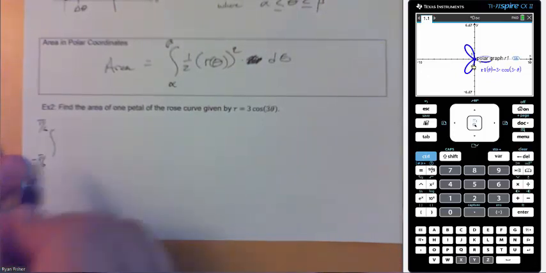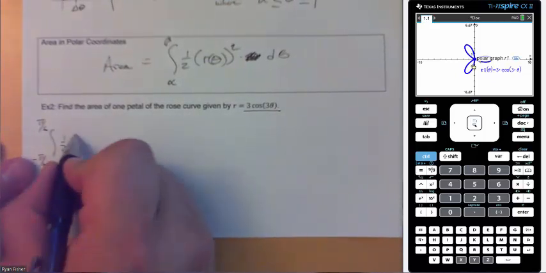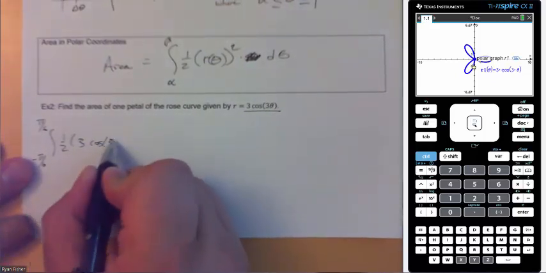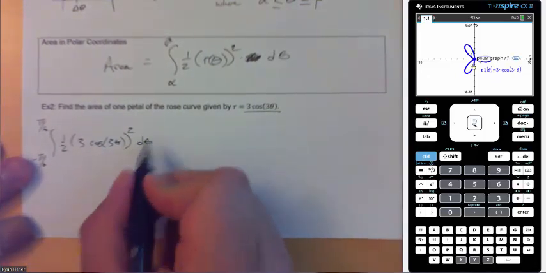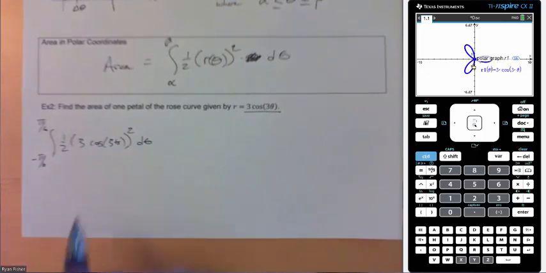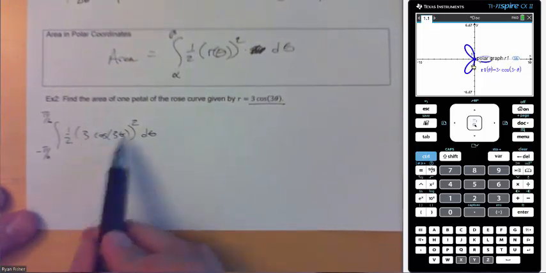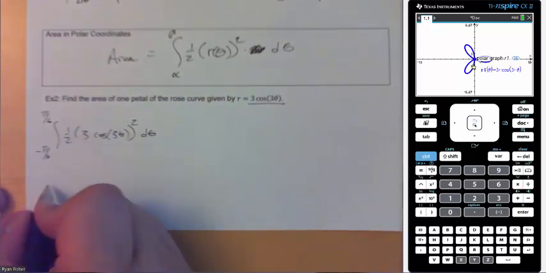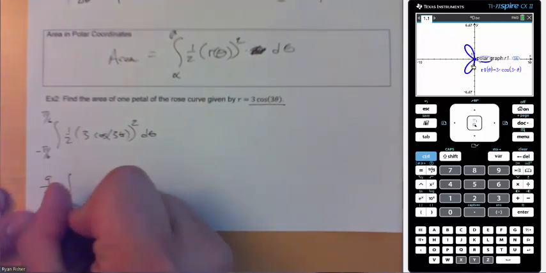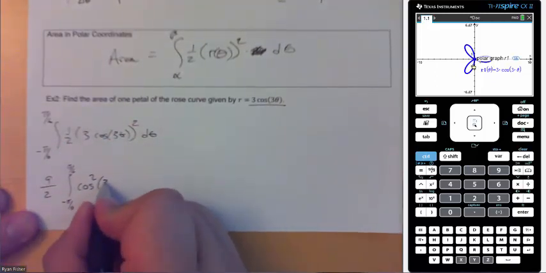I know that the area is 1/2 times the integral of r of theta squared d theta. R of theta is 3 cosine of 3 theta, squared, d theta. So we need to integrate this somehow. Let's do a little bit of simplifying. I pull a half out. This expression squared is 9 cosine squared of 3 theta. And then I'll pull the 9 out as well. So this is 9/2 times the integral from negative pi over 6 to pi over 6 of cosine squared 3 theta.